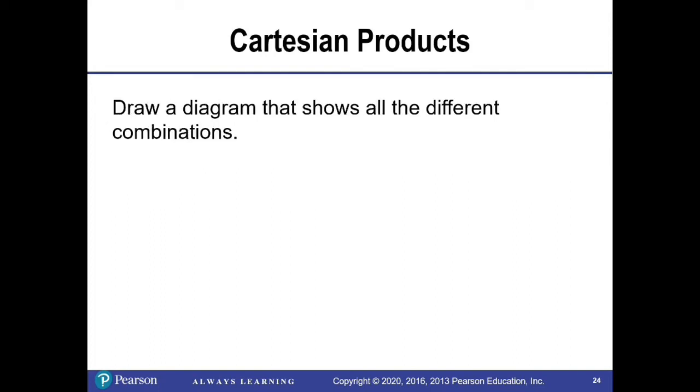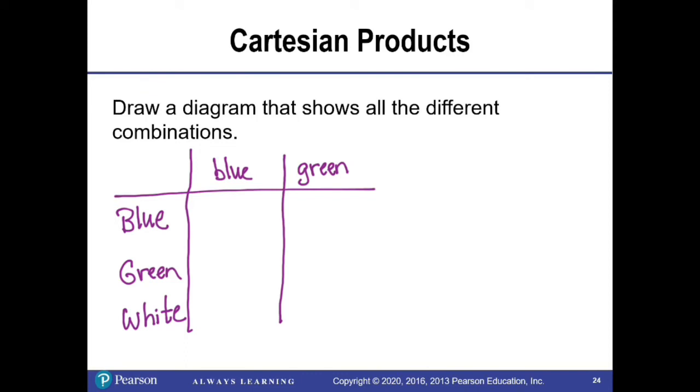We're asked next to draw a diagram that shows all the different possible combinations. Now remember, there are 6 possible combinations. I'm going to list the pants down the left-hand side. Then I'll list the shirts across the top. I have 6 empty spots in this table, and these 6 empty spots are my 6 ordered pairs, or my 6 possible combinations of a pants and a shirt.